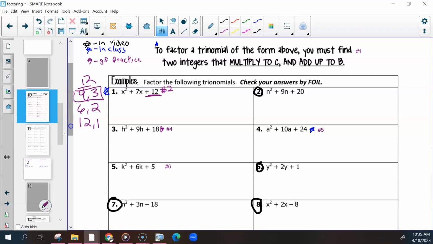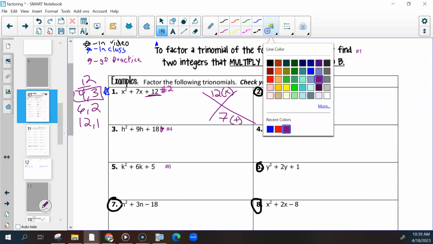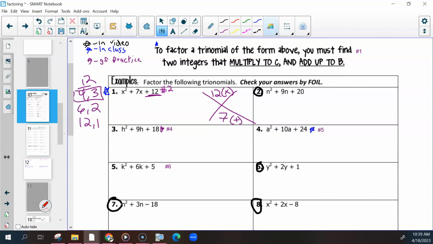If you want a way to organize all these numbers, you don't have to use this, but it might be helpful, especially when we get into our later factoring stuff. I'm going to draw in this big X. Whatever is multiplied goes in the top. Whatever is added or subtracted goes in the bottom. Then the 2 numbers you found go on the sides. The 2 numbers you found are what you use for your answers.